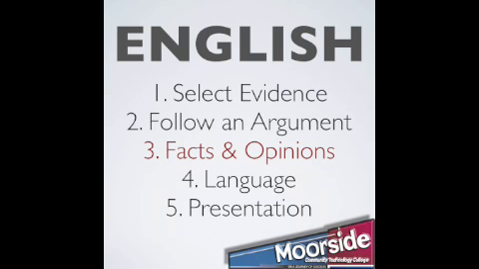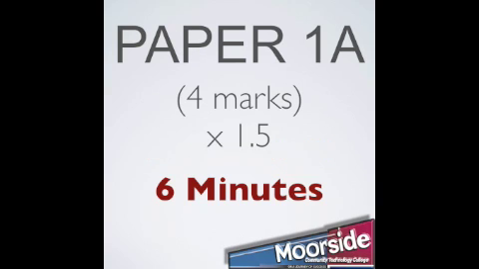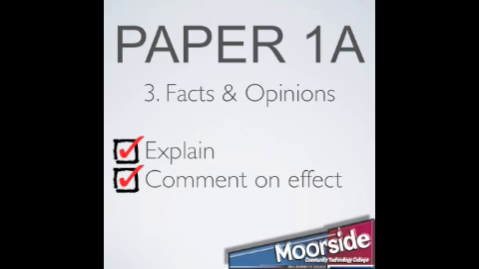Next will be the question on facts and opinions. Now, first of all, we'll take the number of marks and times it by 1.5. That's how many minutes we should spend on the question. Now, the thing to remember here is don't just spot the facts and opinions. Don't just write down where they are. You must explain fully how the facts and opinions have been used. Generally, facts will be put in by a writer to make their opinion sound more believable.